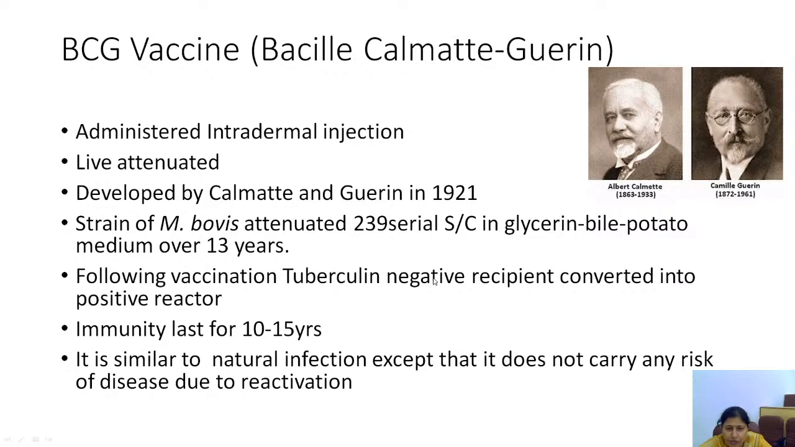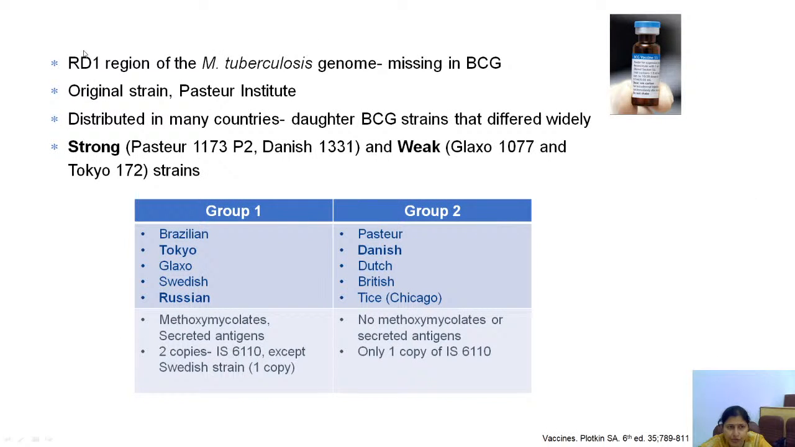Following vaccination, a tuberculin negative recipient is converted into a positive reactor. The immunity from this vaccine lasts for 10 to 15 years. It is similar to natural infection except that it doesn't carry any risk of disease due to reactivation. That's why it is preferred as the vaccine against tuberculosis. The RD1 region of the Mycobacterium tuberculosis genome is missing in the BCG. That's why it has lost its pathogenicity. The original strain was formed.